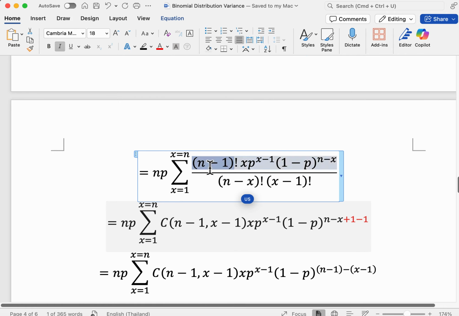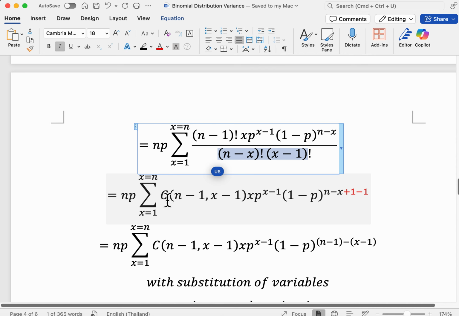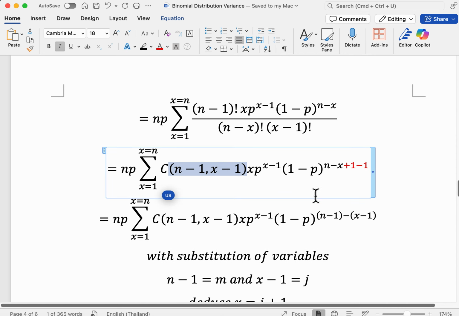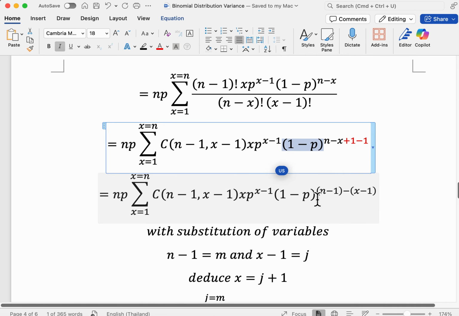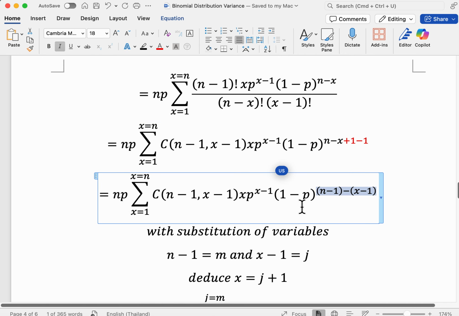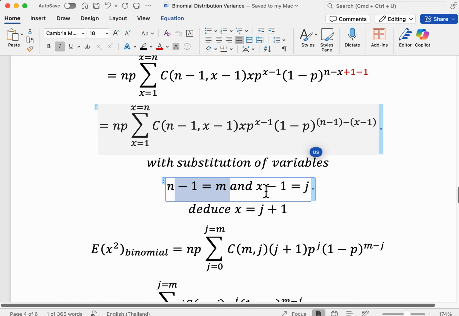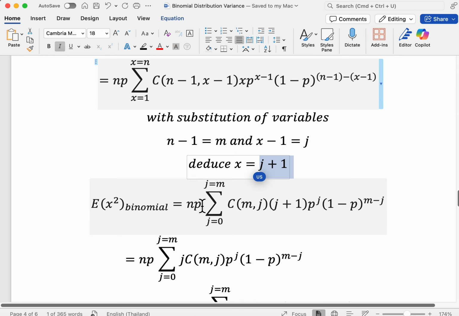And then if you look at this entire stuff and this stuff, that is essentially n minus 1 choose x minus 1. But now I'm going to add in the sneaky zero pair, which is just plus 1 minus 1 in the exponent for the probability of failure, and then redistribute the terms over again. So now I can easily make the substitution of variables that n minus 1 equals m and x minus 1 equals j. If I add 1 to both sides, I get x equals j plus 1. So I end up with np times this.